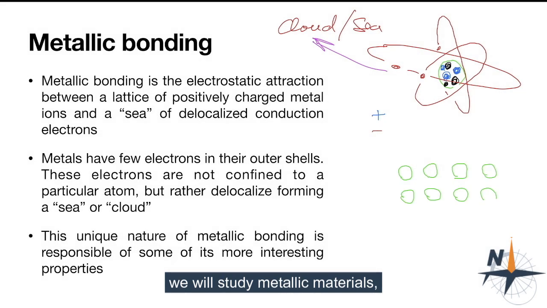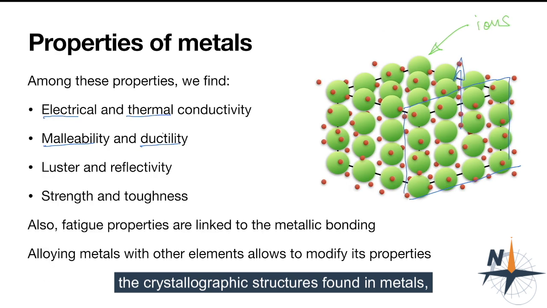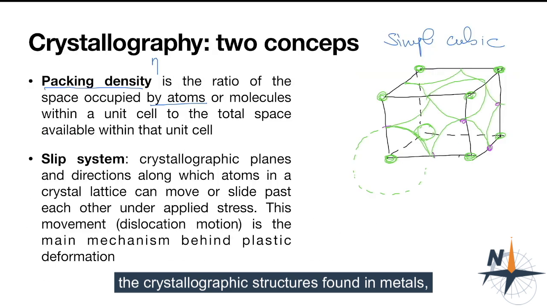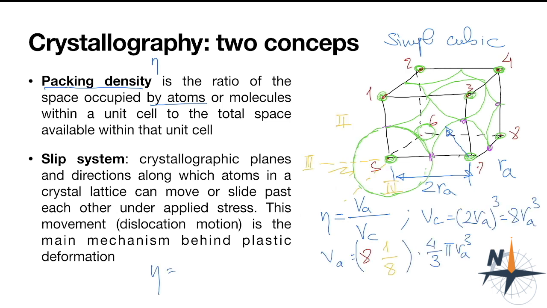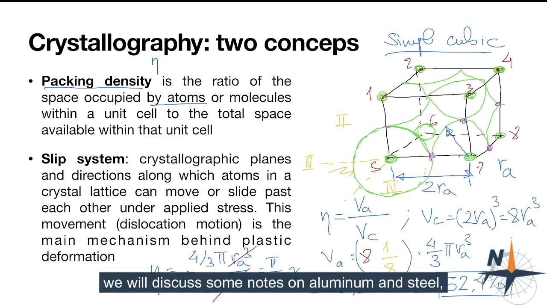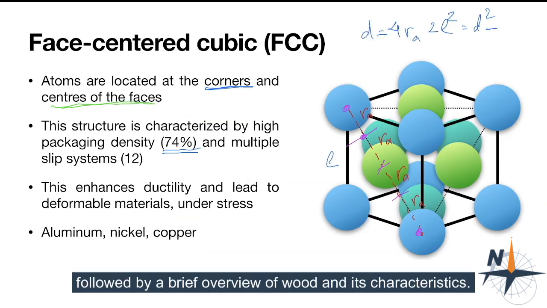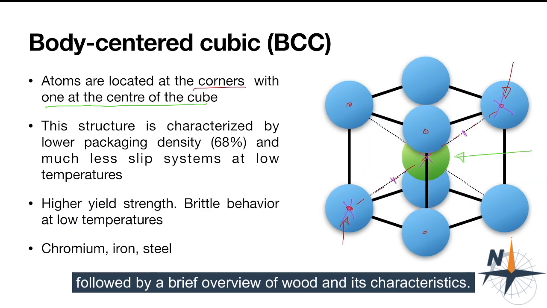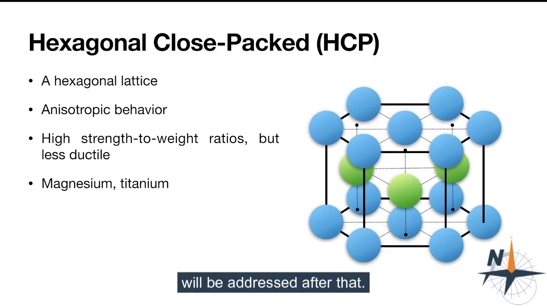Next, we will study metallic materials, examining the metallic bond, the crystallographic structures found in metals, and how this affects their mechanical properties. Immediately thereafter, we will discuss some notes on aluminium and steel, the most widely used metals in the boat industry, followed by a brief overview of wood and its characteristics. Specific details on structural design will be addressed after that.